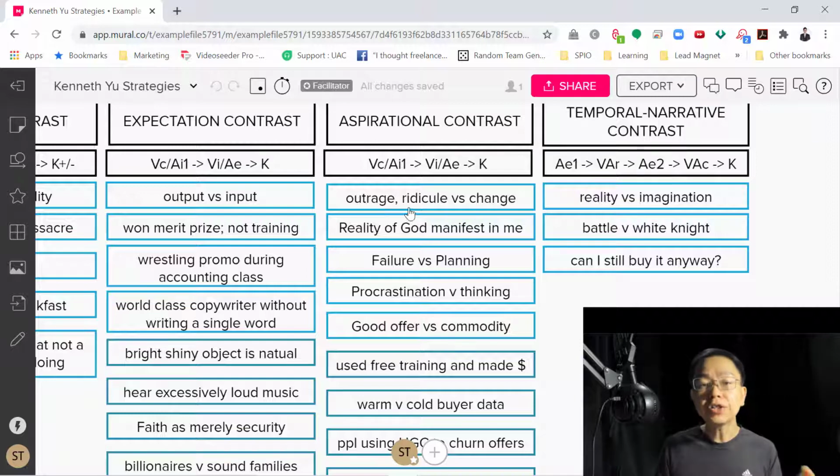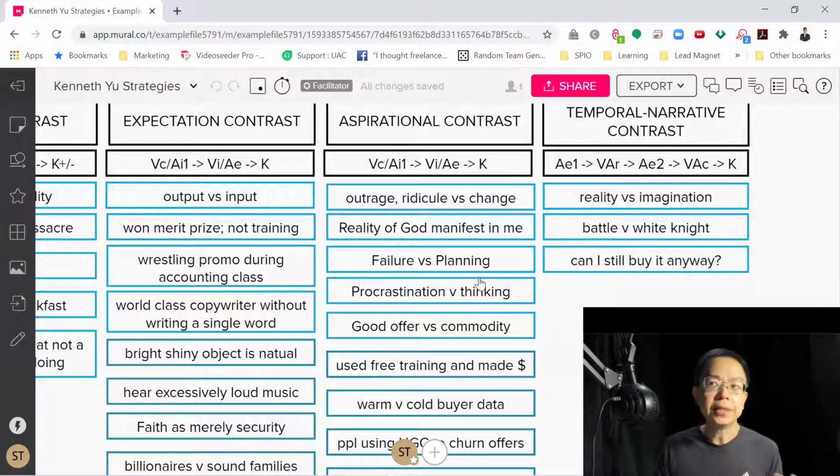Okay, so outrage and ridicule versus systemic change. He talked about that. The idea of the reality of God manifesting in me. Remember the sort of mini prayer that he was saying? If you are real God, make all that is good in me an amplification of the fact that you are real. Okay, so this is a very powerful entry point.